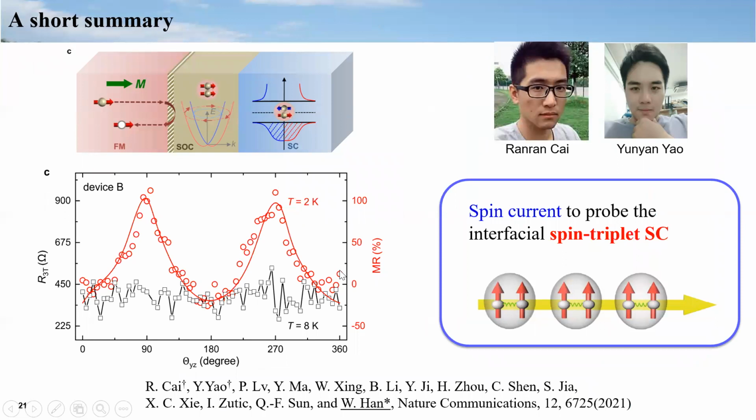So let me make a short summary of the first part of my talk. We use the Rashba spin-orbit coupling at the interface to generate the spin triplet supercurrent. Then we use the spin current to probe the interface spin triplet superconductivity. And as a function of temperature, as a function of external magnetic field direction, we control the spin polarization, we cancel this MR effect. This is a result of the spin triplet Andreev reflection to probe the spin triplet superconductivity at the interface. This work was performed by my former students, Zhan Chai and Yunyan Yao here.